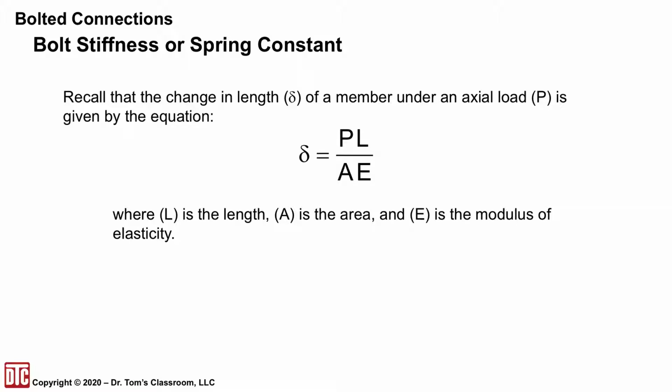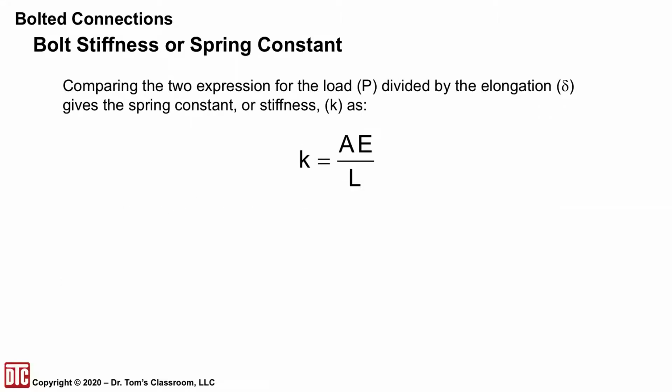Now, recall from our solid mechanics review that the change in length of a member under an axial load is given by the expression delta equals PL over AE, where L is the length, A is the area, and E is the modulus of elasticity. Well, we can rearrange that to put P over delta is AE over L. Well, we can compare those two expressions, and what now happens is that the spring constant or stiffness K becomes AE over L.